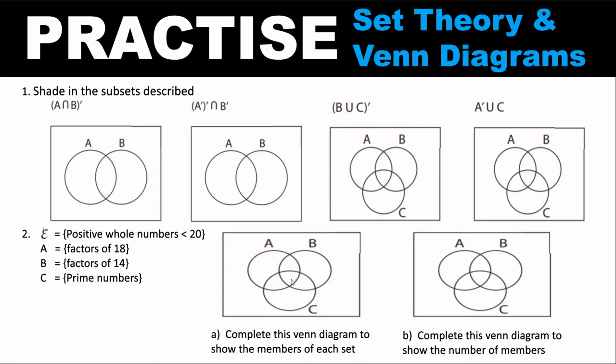I'm hoping you're not thinking 1 because 1 is not prime. 1 only has 1 factor. Prime numbers have just 2 factors. 2 is a factor of 18 and 14, and it's a prime number. So that gives you a good head start for part A.